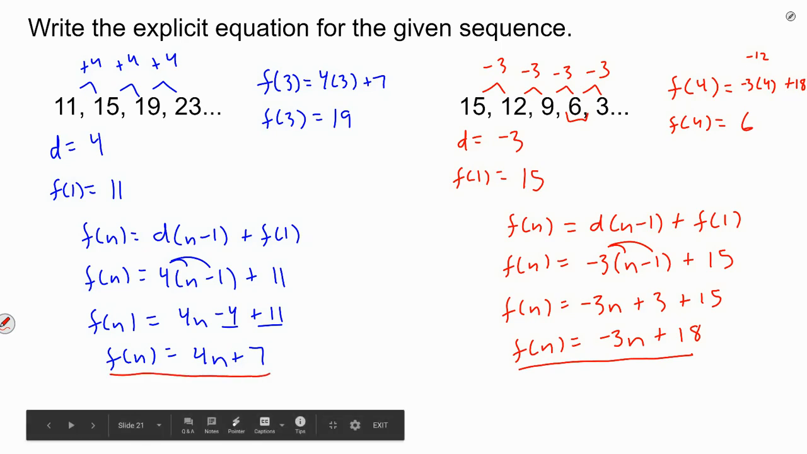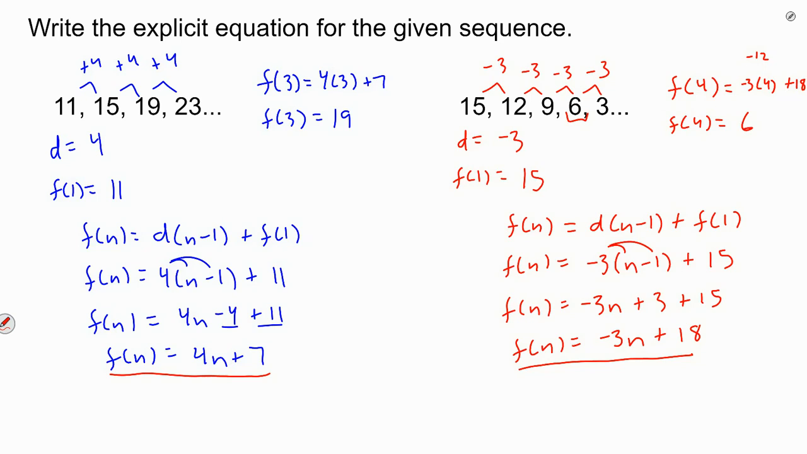And that's it. That's how you write the explicit formula for an arithmetic sequence. In the next 2 videos, we're going to be looking at graphing sequences and writing sequences when we're short a few terms. Stay tuned.